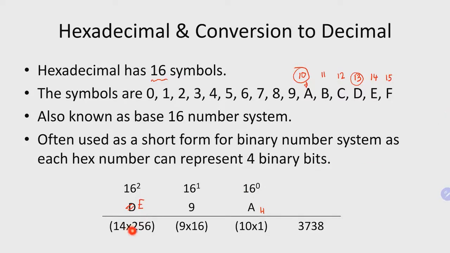So 14 times 16 to the power 2, that will be 256, and then 9 times 16 to the power 1, which is 16, and then A is 10, and 10 times 16 to the power 0, that will be 10 times 1. That's going to give us 3738 in decimal. You see that I keep putting the subscript there because we're dealing with different number systems.